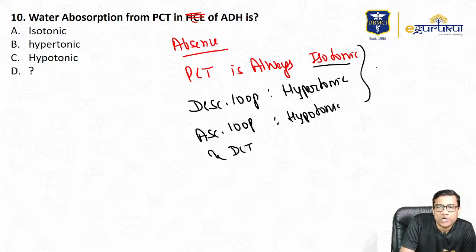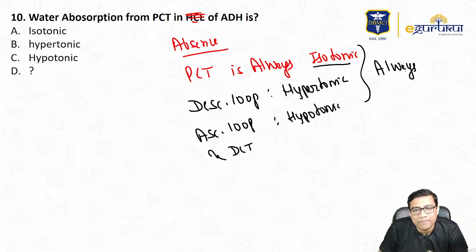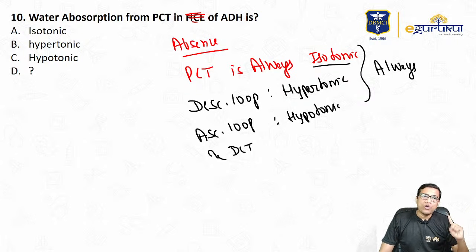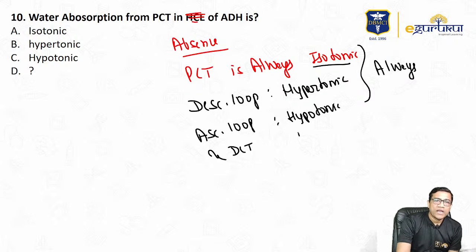So these are always so in a healthy person. In disease, obviously anything can happen, but in a healthy person, the descending limb is hyper, and the ascending limb and DCT are hypo, around 100 milliosmol per liter. Now what happens next is interesting.